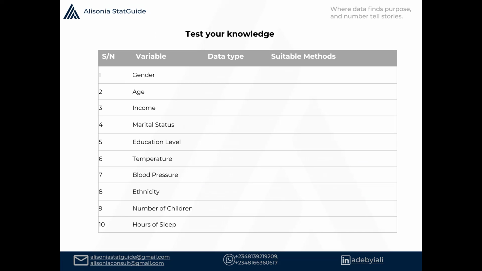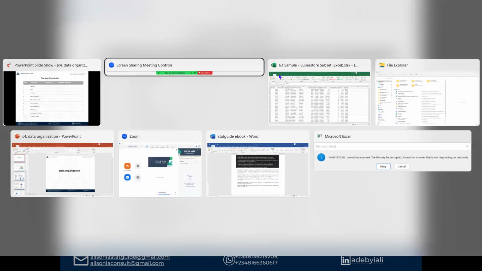So we have these variables here: gender, age, income, marital status, education level, temperature, birth period, ethnicity, number of children, hours of sleep, and so on and so forth. You want to know the type of data each variable belongs to, and the suitable method that you can use to present the data.